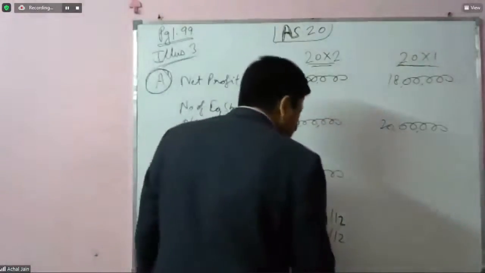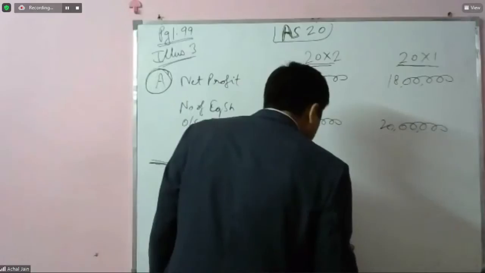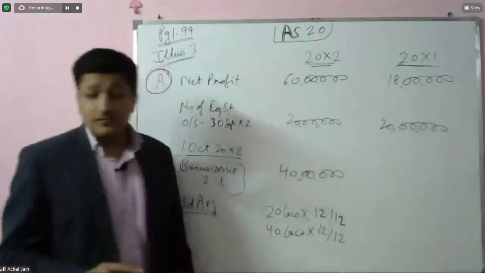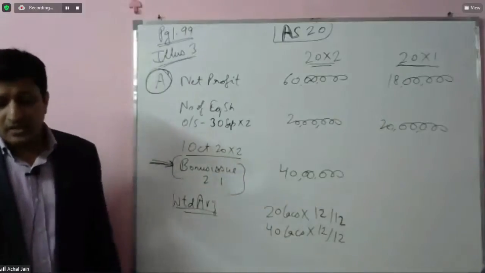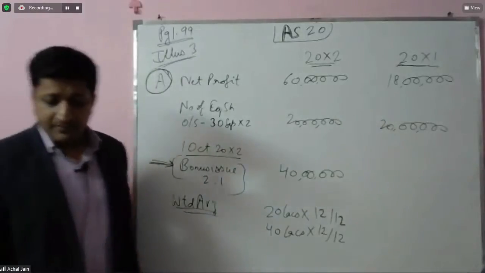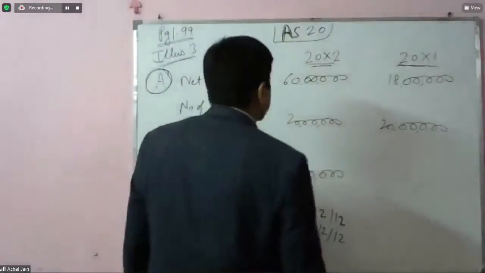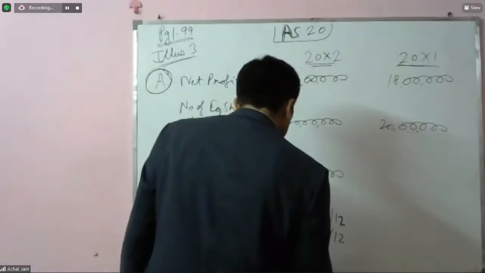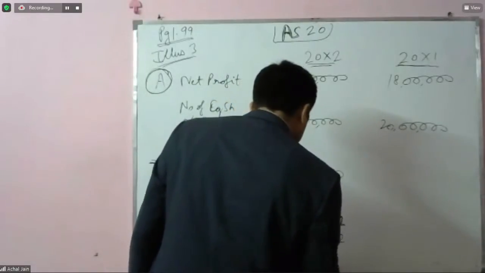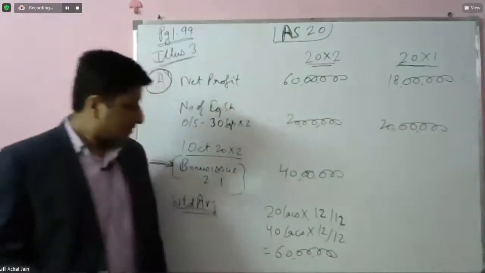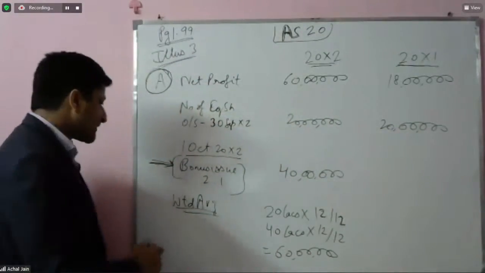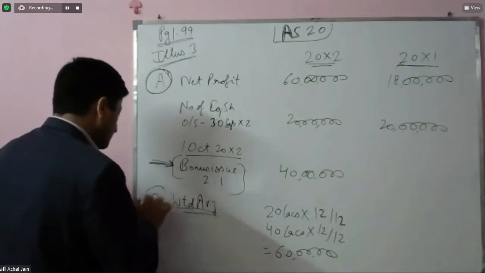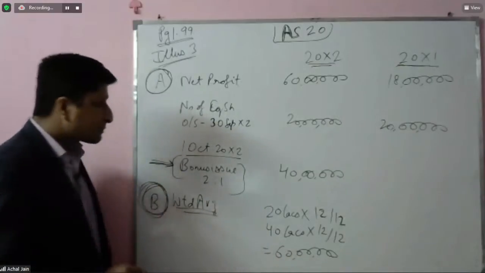So what will happen as a result of this? This will become 12 by 12. That means what is the weighted average number of shares we will have? That will become 60 lakh. This is B for me.